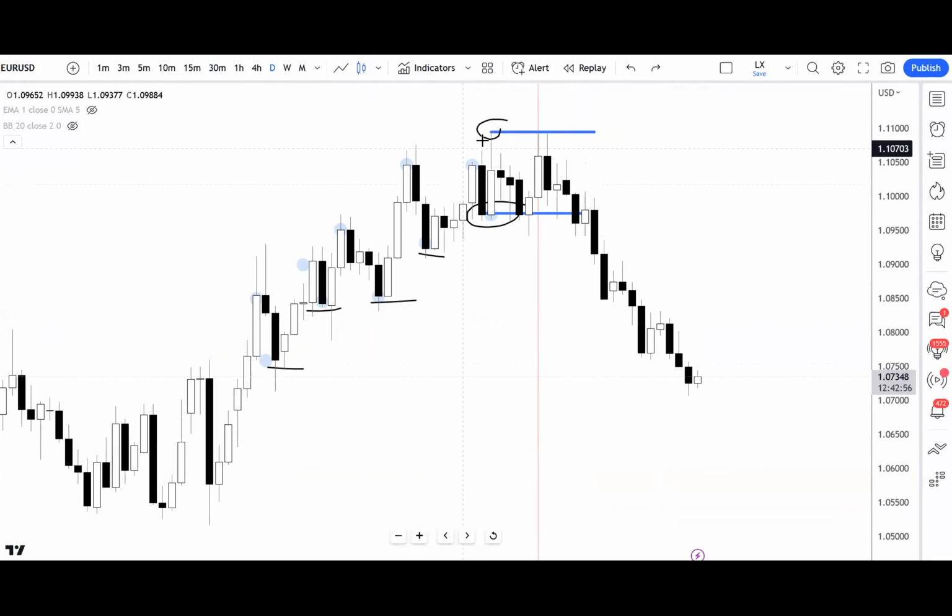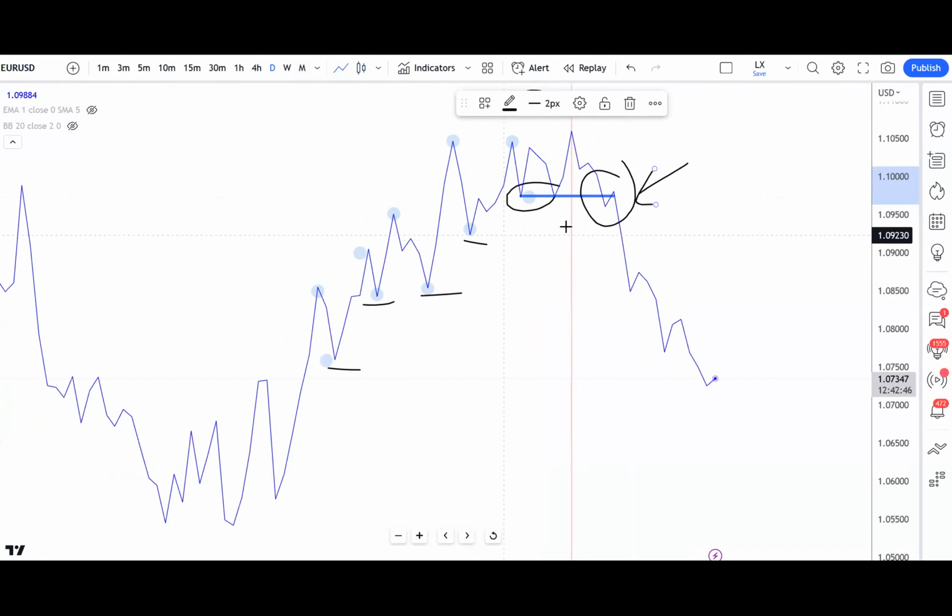So price wicked back into the supply zone before it broke structure here. So this, on the higher time frame, is the first sign that there is a change in structure. If you again put it back into line chart, you can see that this area itself is the first sign that there is a change in the direction on the daily time frame.